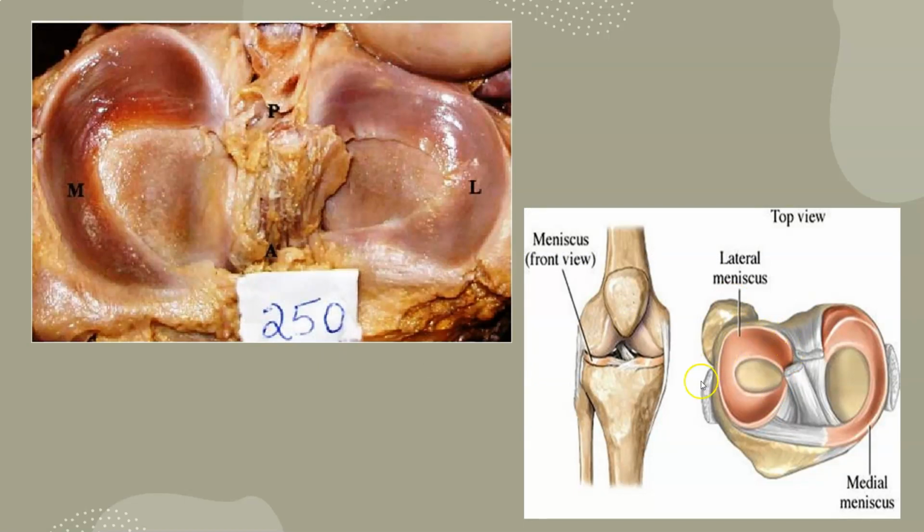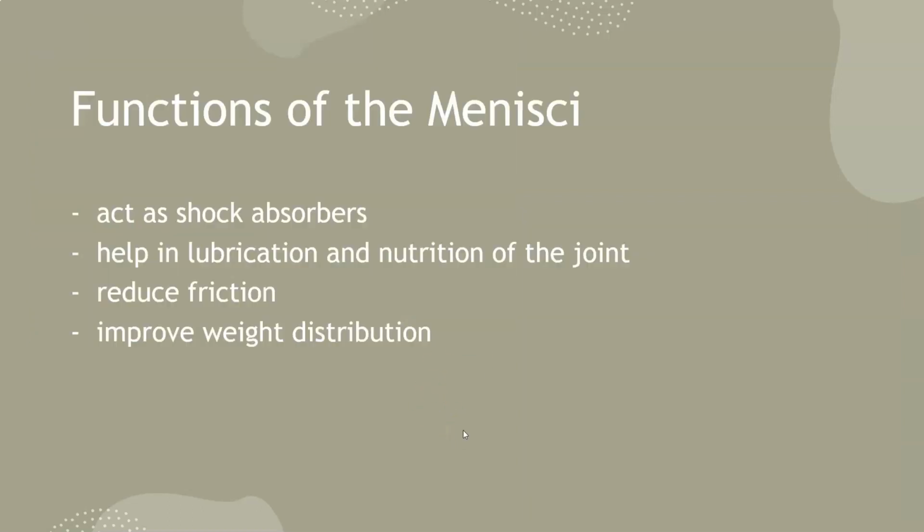So we can see the lateral meniscus is here, and you can see here is the fibular collateral ligament here, and you can see in the drawing the spaces here, and they don't touch each other. Of course, they do deepen the joints area, as we said, but they also do help as shock absorbers. They do help in lubrication and nutrition of the joint. They do reduce friction, and they do improve weight distribution as it comes down the femur into the knee joint itself.